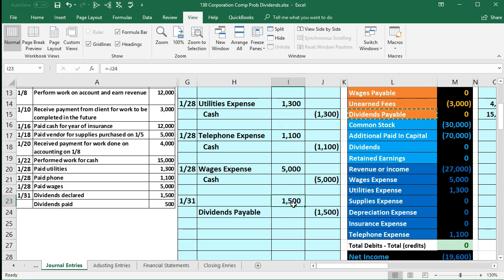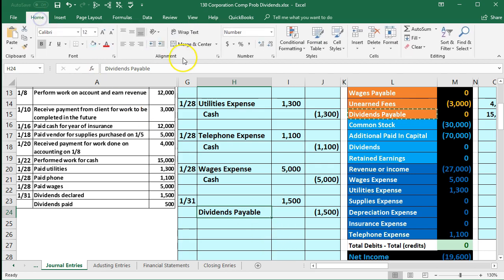So we could just type it in there. I like using formulas. I'm going to increase the indenting here by going to the Home tab, Alignment, increase indenting. You probably have that on yours already. Then we just need to know what the debit will be. Now I've broken out dividends into a separate account just so we can see it, and then we'll close it out in the closing process to retained earnings. Sometimes it might just be taken straight out of retained earnings.